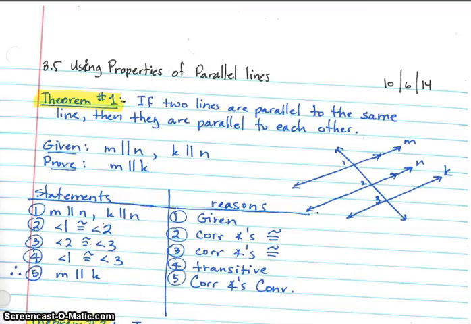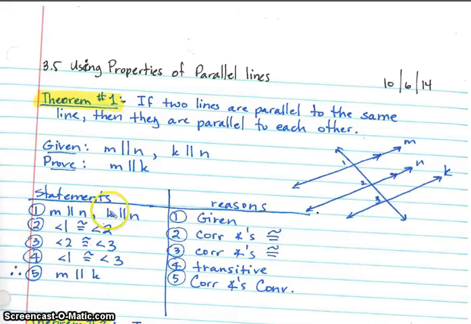All right, hopefully you have everything written down, and I want to just briefly explain this to you real quick. Of course, you're given that M is parallel to N and K is parallel to N. And we're going to try to prove that M is parallel to K. Now I know that seems obvious, but if M is parallel to N and K is parallel to N, should we or could we really be able to say that these two are parallel?